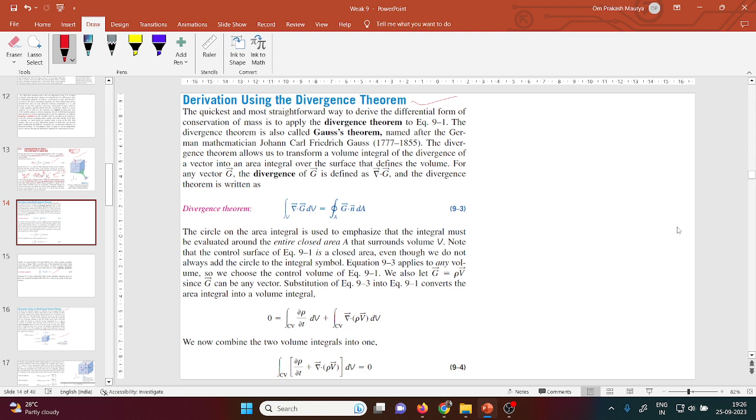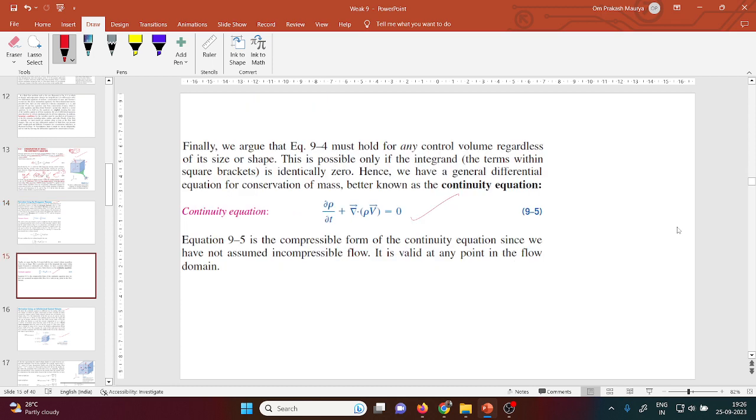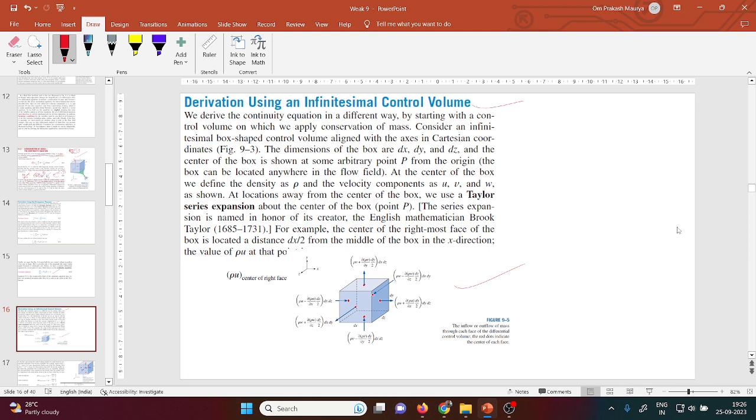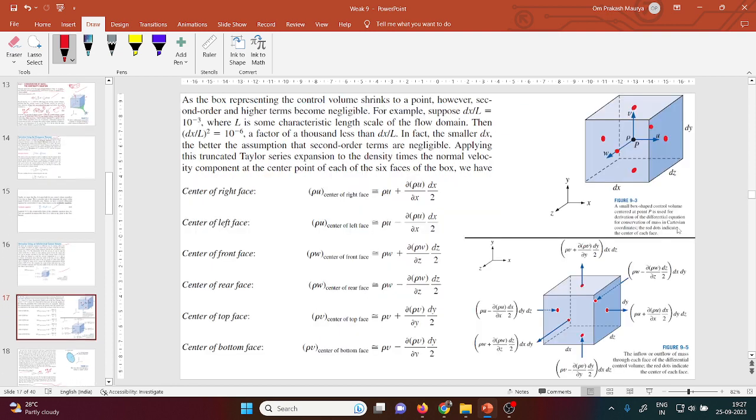Definitely you will understand how we can derive the conservation of mass using the divergence theorem. If you don't know some sentence or word technically, just google and find out the source and the origin, and definitely you will get it. Now you can take the screenshot of this derivation using the control volume, where we use the Taylor series expansion.